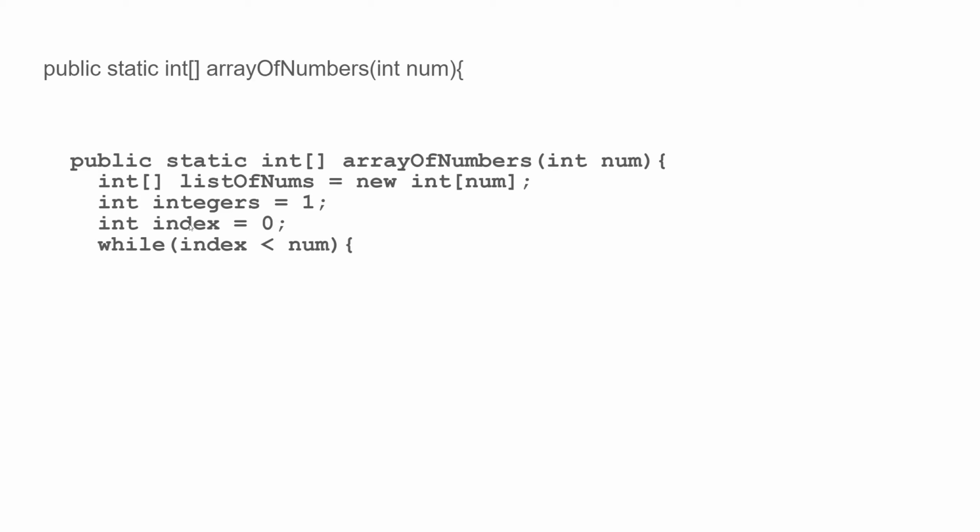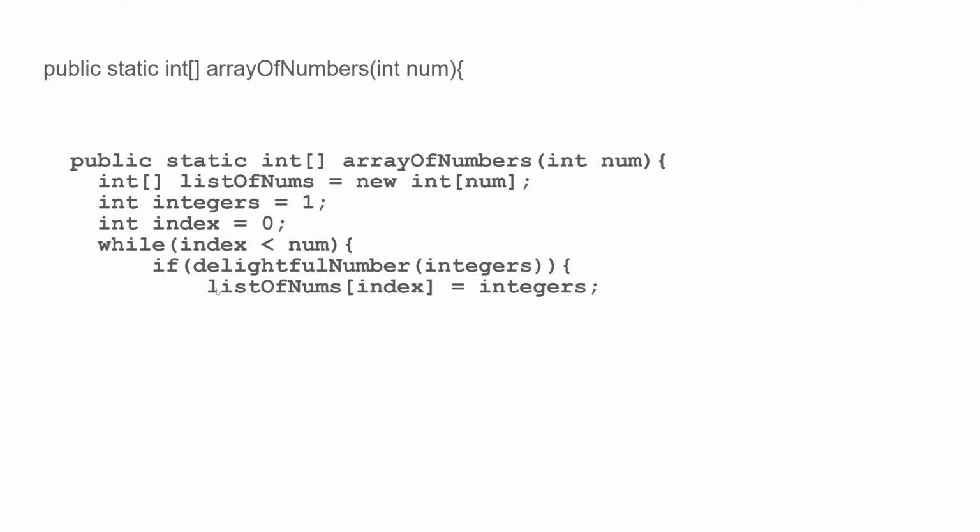And with an index of 10, that would be like the 11th number, because then we'd have 0 through 9, and we would have met the criteria that we want. If delightful number integers, so we send those individual integers to delightful number, to that method. Now, if it returns true, we'll put that number in the array. If it returns false, we're going to skip it. So if it's true, we're going to put the integer into the array. And then we're going to advance the index.